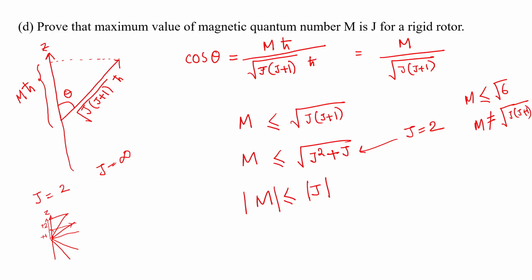But what I'm trying to say is that at j equals infinity, you expect that m is close to root over j into j plus 1. Still, it is not. So that is what the question is: the maximum value of the magnetic quantum number m is j, not root over j square plus j.